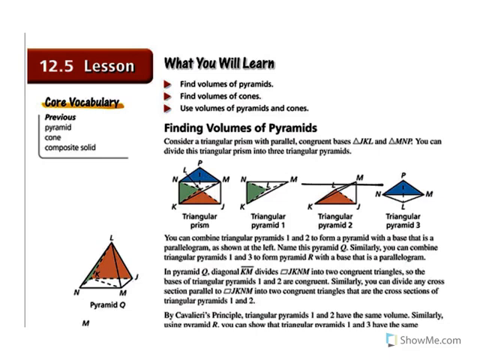Alright, so today you're learning about volumes of pyramids and cones. If you take a look at this picture right here, we have a triangular prism. And what you can do is you can actually split it up into three congruent triangular pyramids. So this actually helps us get our formula for volume of pyramids and cones.